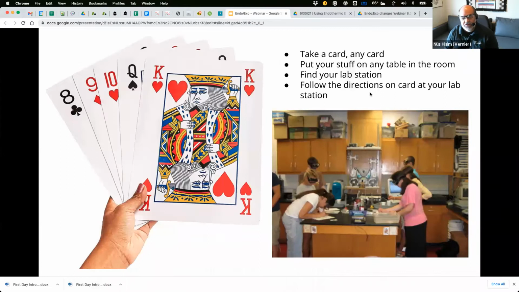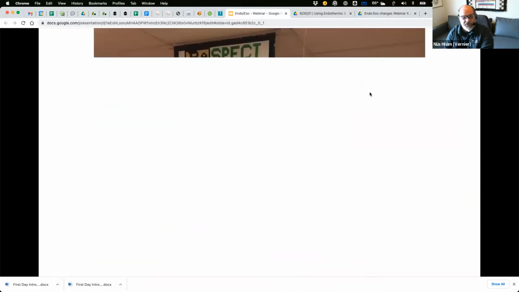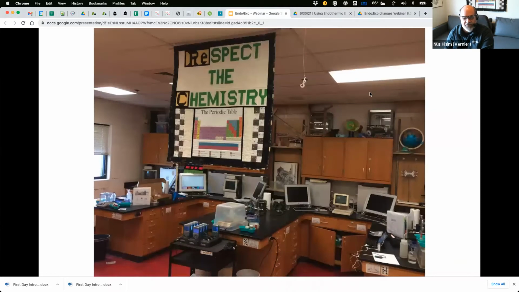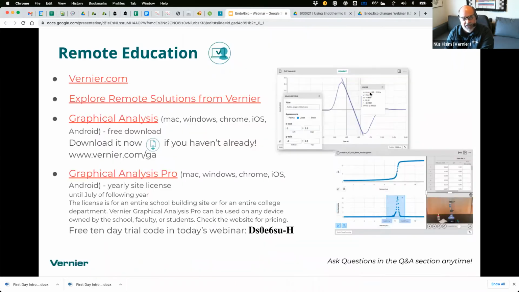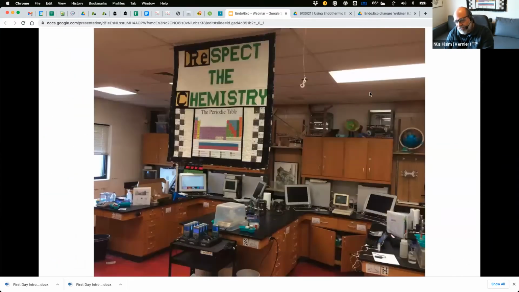So the kids go in, they find their lab station, they put their goggles on, and they follow the directions. Every lab station has all the equipment. This is what my classroom looks like in a different view. My daughter made that quilt for me a number of years ago. But as you can see, each lab station has a playing card taped to the very end of it. And so we're going to go through and see how to do this activity.